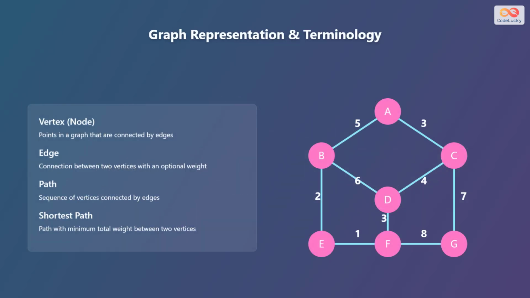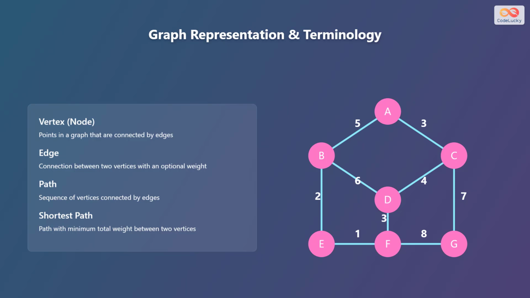Before we delve into the algorithms, it's crucial to understand the basic terminology and representation of graphs. Firstly, a vertex, also known as a node, represents a point in a graph. These points are connected by edges. An edge represents a connection between two vertices, and it can have an associated weight, indicating the cost or distance of that connection. A path is a sequence of vertices connected by edges. The shortest path is the path with the minimum total weight between two vertices.